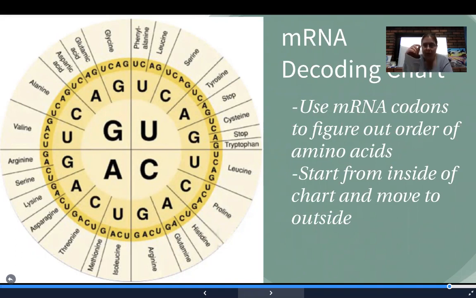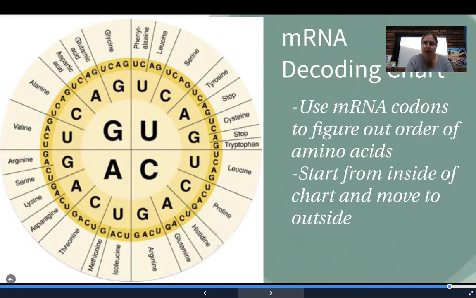Now, listen to the words coming out of my mouth. Always use the mRNA with this chart. Do not use tRNA, unless the chart specifically says tRNA. But the vast majority of them, and the ones that we are going to be using in this class and in most classes, is going to be the mRNA decoding chart.